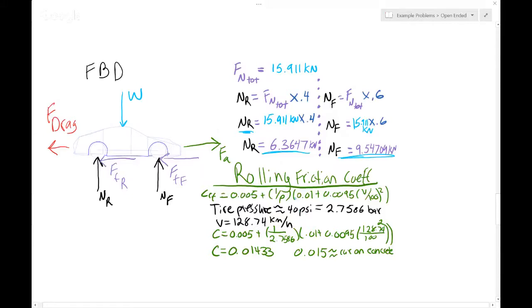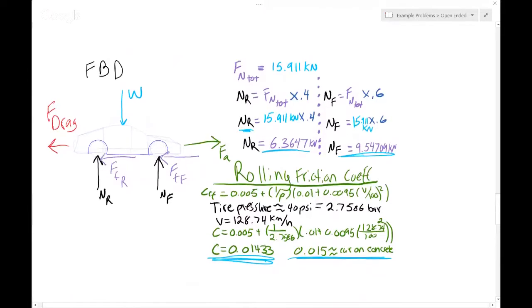And if we plug in and convert our 40 psi air-to-air pressure to 2.7586 bar and use our 128.74 kilometers per hour or 80 miles per hour speed, we get a coefficient of rolling friction of about 0.01433, which is close to 0.015, which is what you expect from a car who is rolling across concrete.